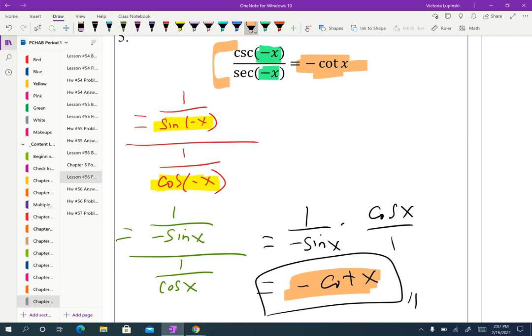Again, starting over on the right-hand side and trying to make it into the left-hand side, it is possible, but it would be a lot more difficult. So again, always try to start with the more complicated side first.